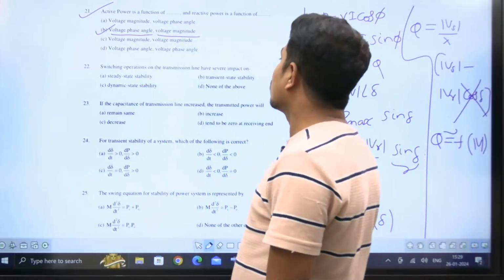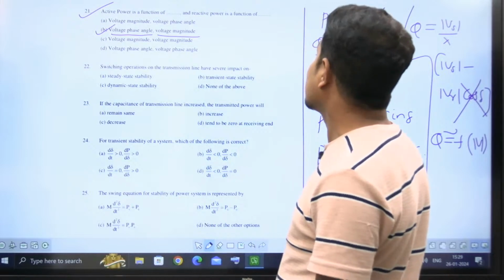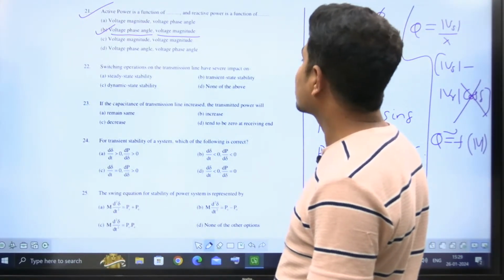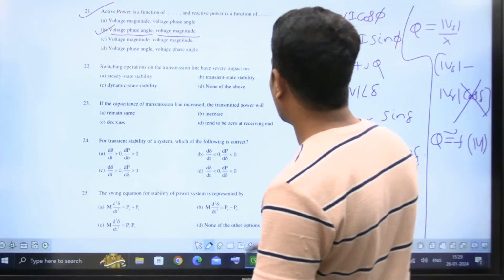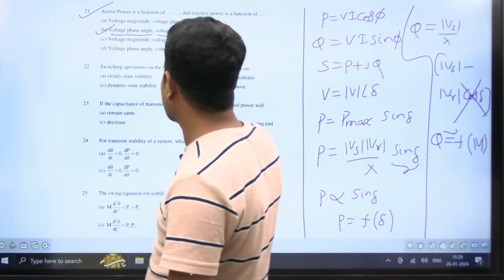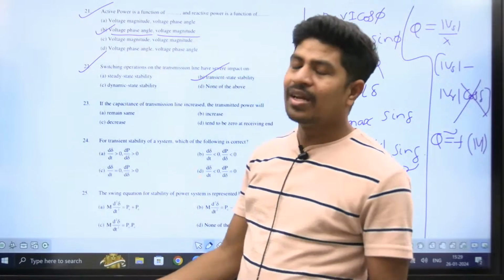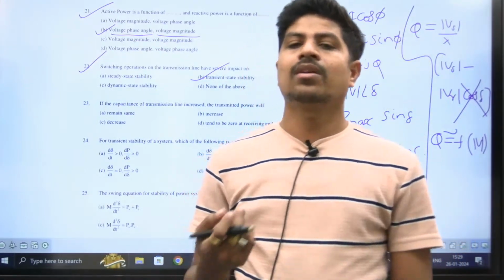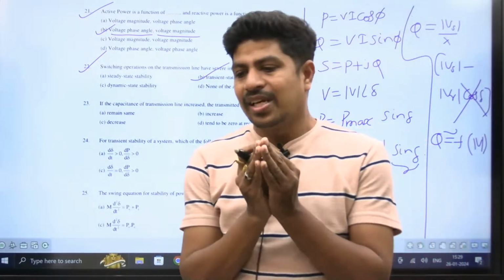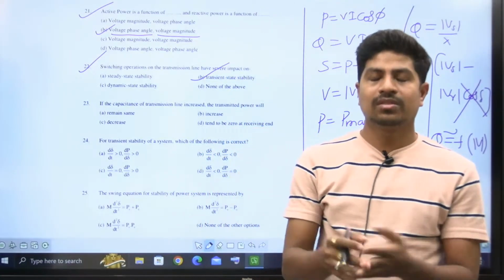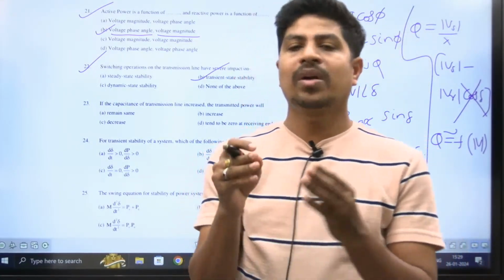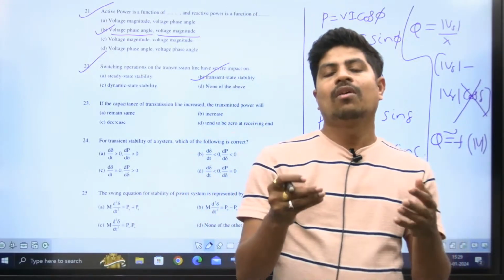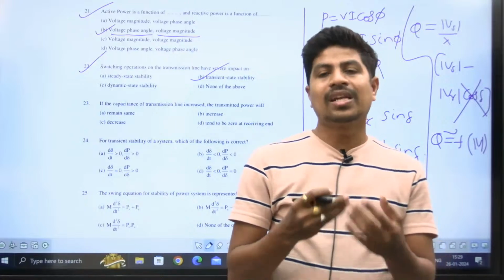Next question. Switching operations on the transmission line have severe impact on steady state stability, transient stability, dynamic state stability, or none of the above. It is going to have severe impact on transient stability, right? That is one of the direct questions. Switching transients are created by faults generally, whenever lightning occurs or whenever you are switching. If a fault occurs, automatically the circuit breaker is going to open its contacts once it receives a command from the relay, right?